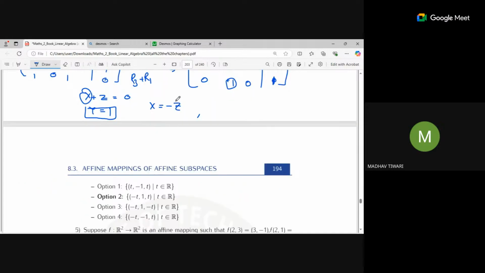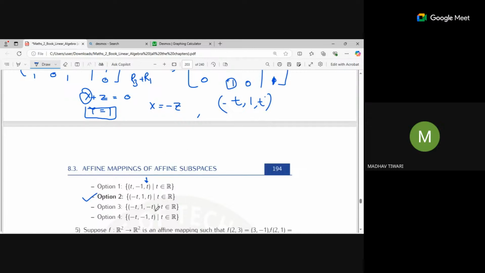So you can see the last value is t in some cases, and in one case we have minus t. So let's first put value t. So what will be my x value? X value will be minus t, y value will be 1 and z value will be simple t. So this option we got correct.